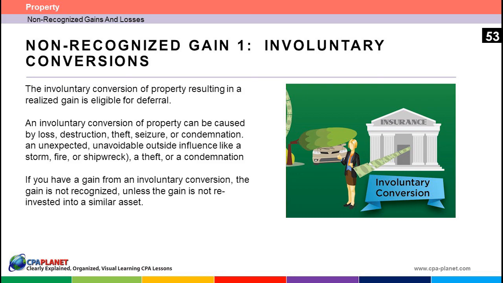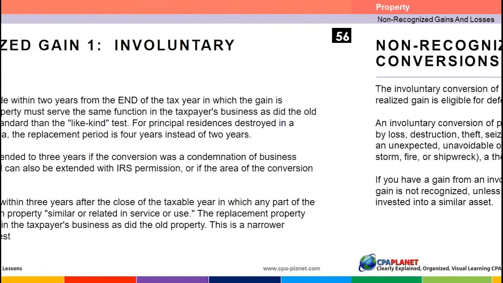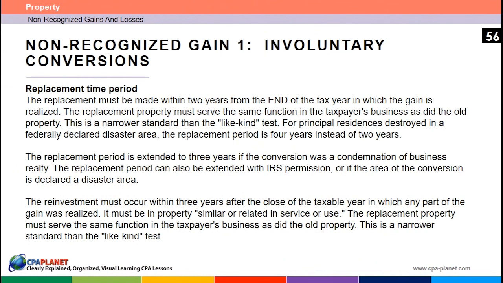Continuing with involuntary conversions, we have a replacement time period. Replacement must be made within 2 years from the end of the tax year in which the gain is realized. The replacement property must serve the same function in the business as the old property did. The replacement period is extended to 3 years if the conversion was a condemnation of business realty. The replacement period can also be extended with IRS permission, you ask the IRS, or if the area of the conversion is declared a disaster area.